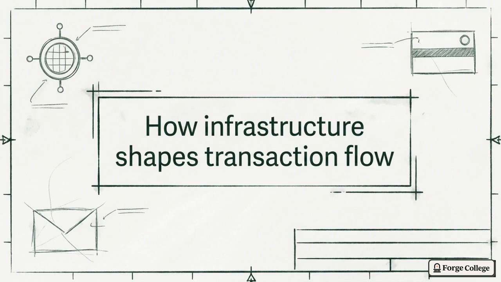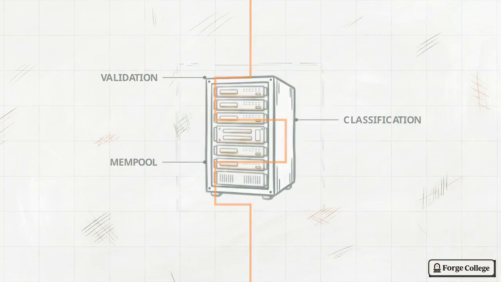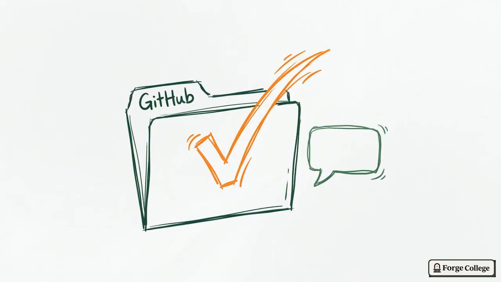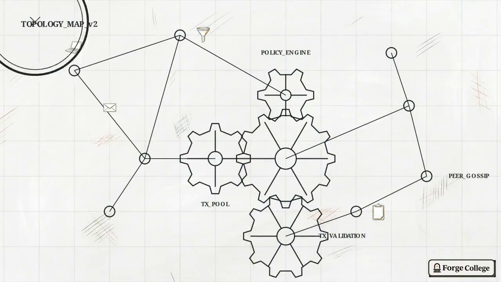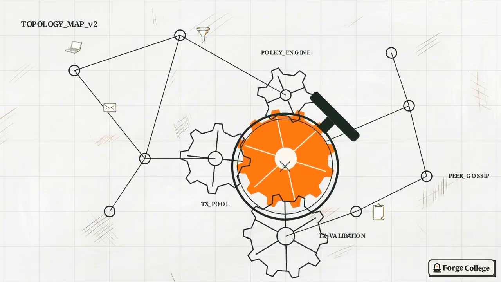Welcome to Forge College. We are currently navigating the Understanding Ethereum's Core Infrastructure module, a key part of our Introduction to Ethereum Architecture course. Today, we're exploring exactly how the physical setup of the network dictates the movement of every transaction. In our last lesson, we looked at the community side of things through GitHub and chat channels. Now we're heading into the machinery of the network itself to solve a common mystery.